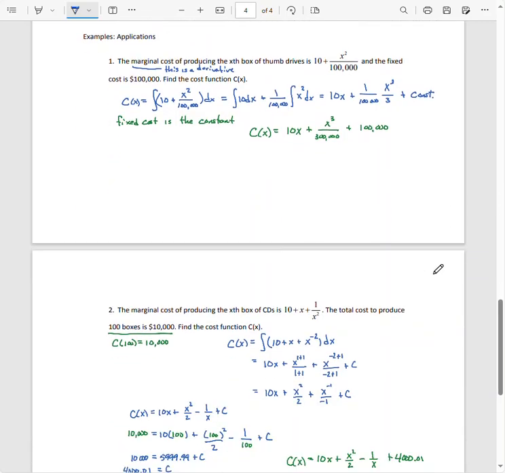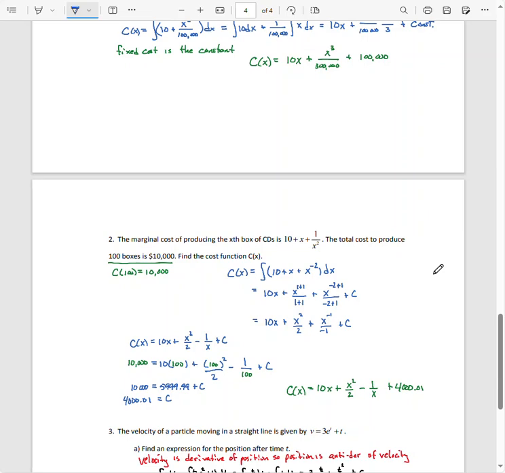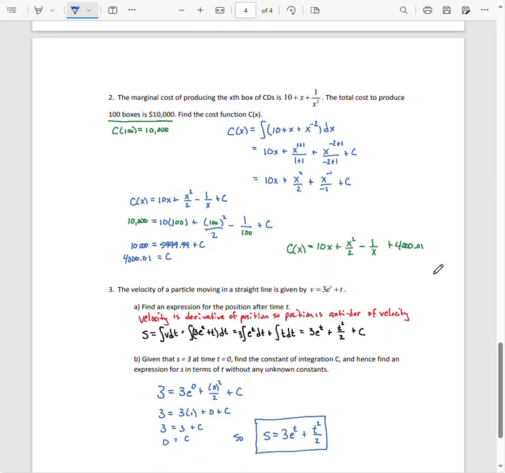Excellent. Couple more. I'm going to put them both on the screen. We'll just work top to bottom. The marginal cost of producing the xth box of CDs is 10 plus x plus 1 over x squared. The total cost to produce 100 boxes is $10,000. Find the cost function C of x.